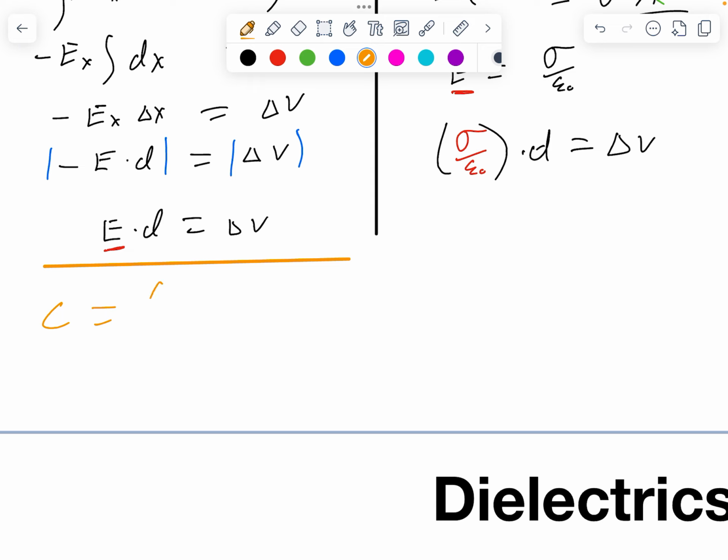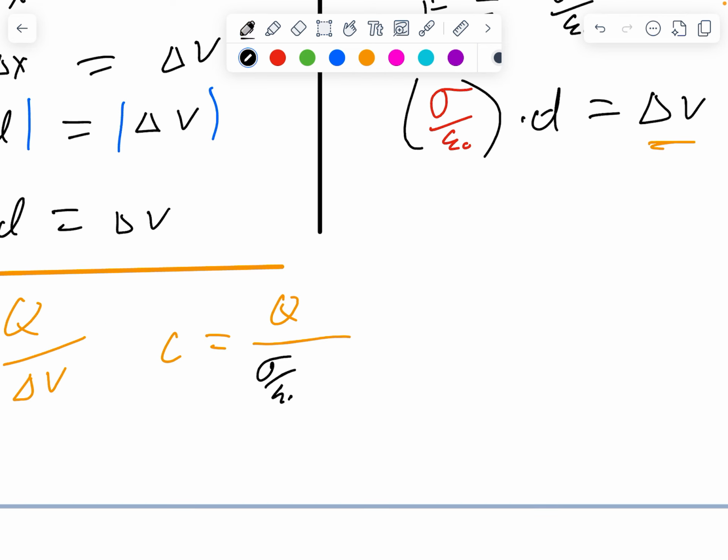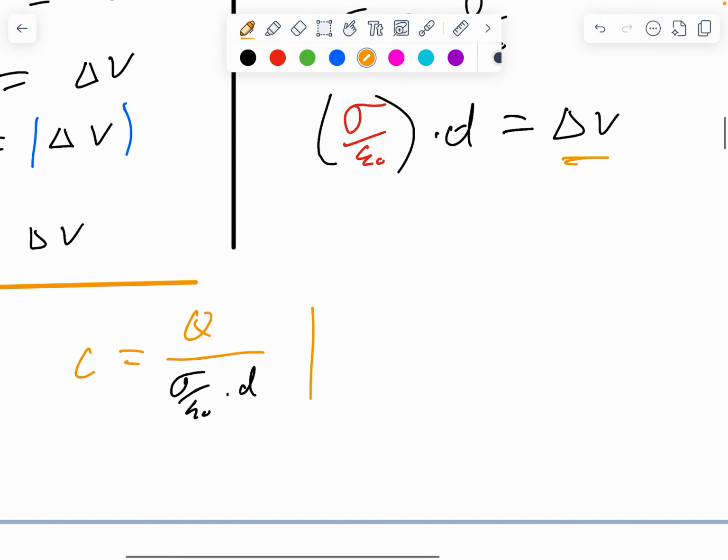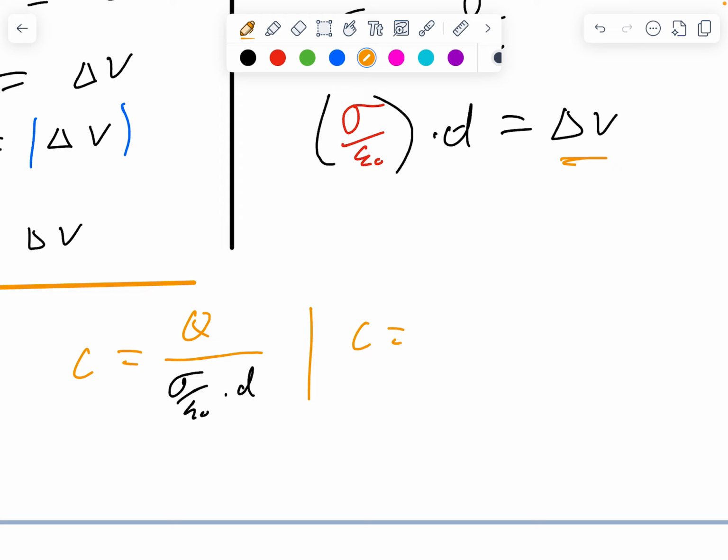Awesome. So what? Well, the new concept here is capacitance. Capacitance is defined as the charge divided by the change in voltage. We introduced that a little bit ago. I have this relationship for delta V, so I'm going to put these things together. So Q over delta V, where I have delta V, I have sigma over epsilon naught times D. Now that epsilon naught is down in the denominator, let's get it up in the numerator. We're just doing algebra. So then we have C is equal to Q epsilon naught over sigma times D.